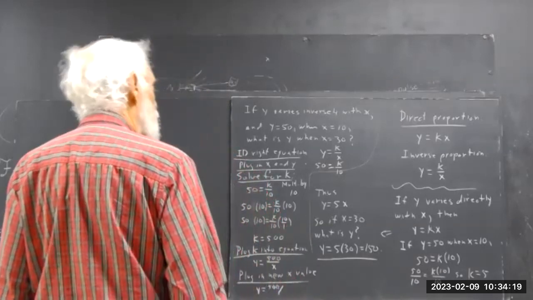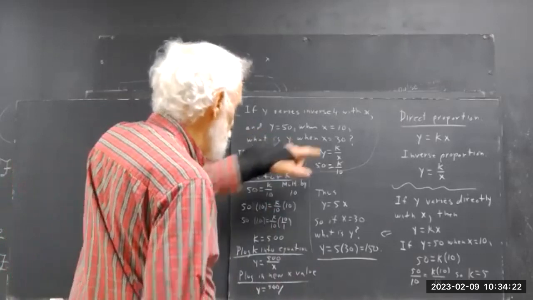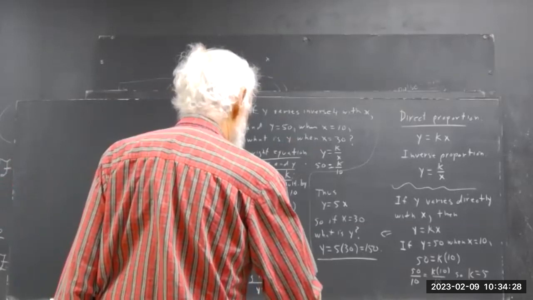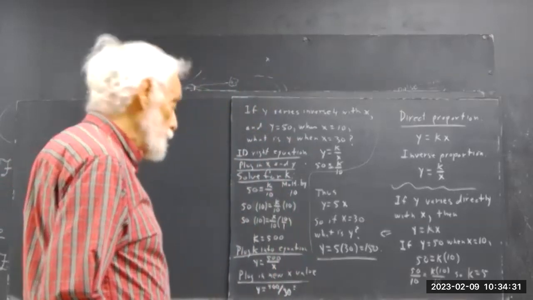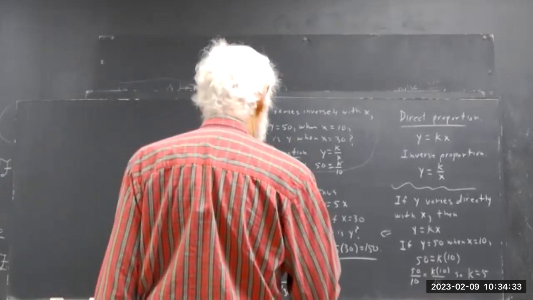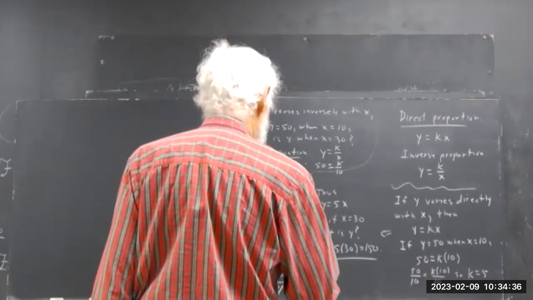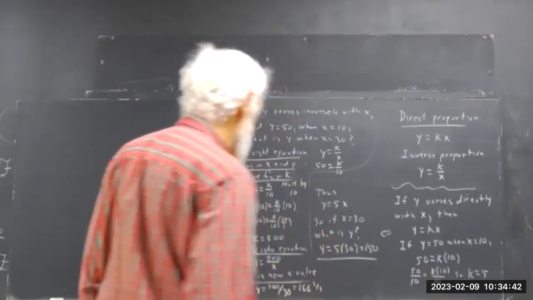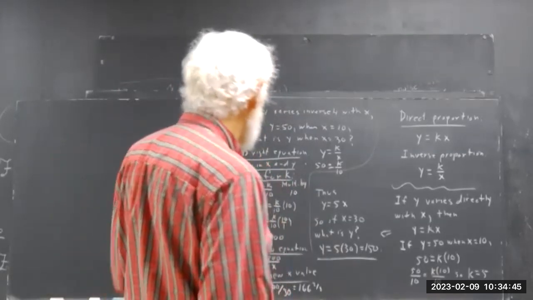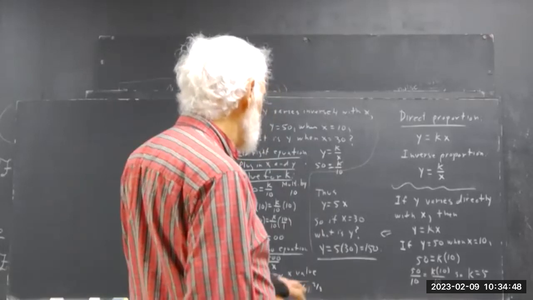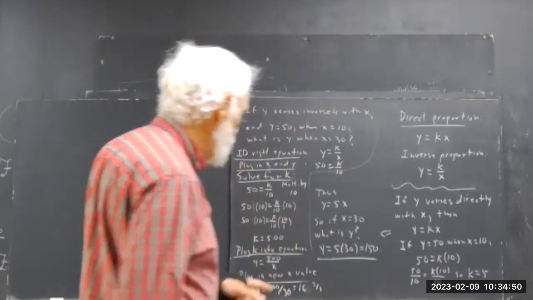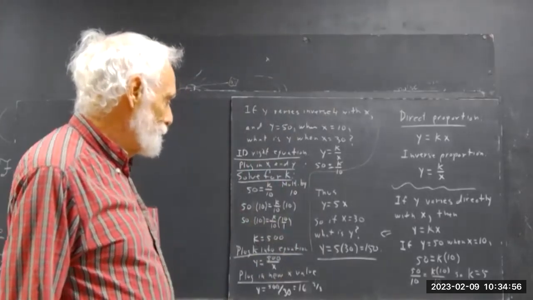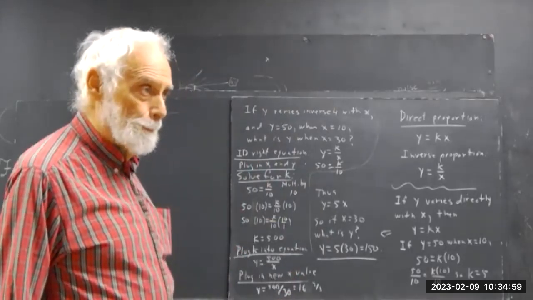Plug in the new x value, we get y equals 500 over, well, our new value of x is 30. And 500 over 30 is 50 over 3. It's not 166 2/3. It's 16 2/3. I'm having an epidemic of writing too many symbols. Okay. 16 2/3.